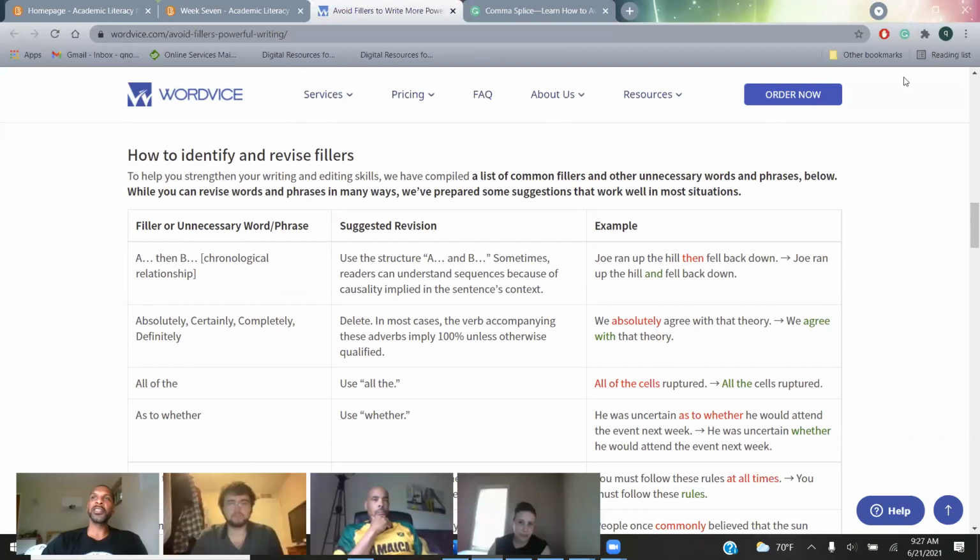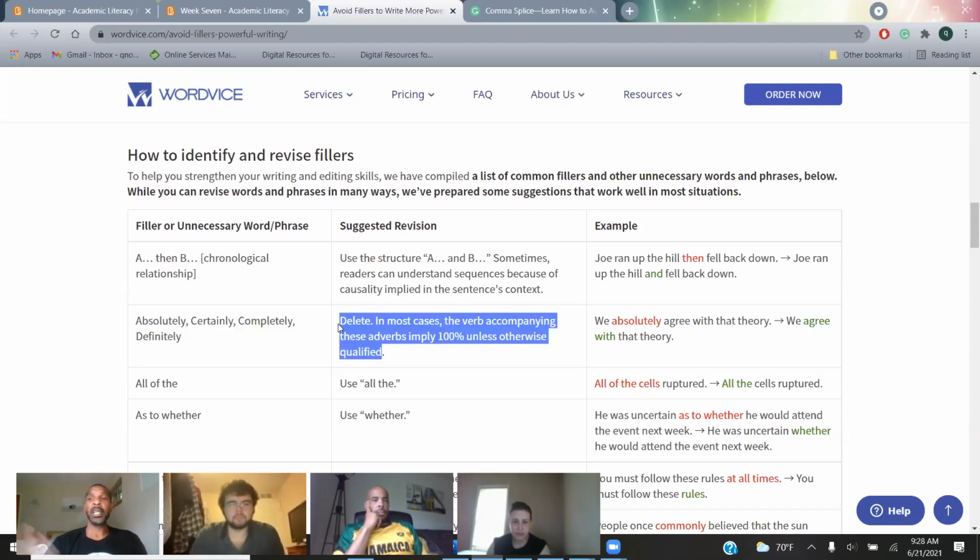And now this is something I struggle with because I say "absolutely" a lot. Okay. I noticed that from watching my Zoom recordings. But you know, sometimes we can do without a lot of these words. I say "certainly" a lot too. Okay, "definitely." Maybe not completely, but "absolutely," "certainly," and "definitely." Okay, well here, delete.